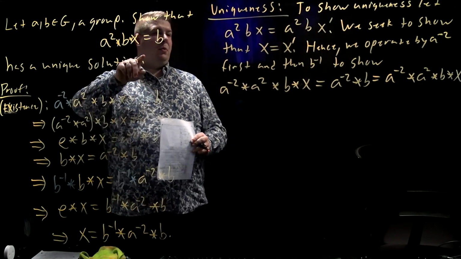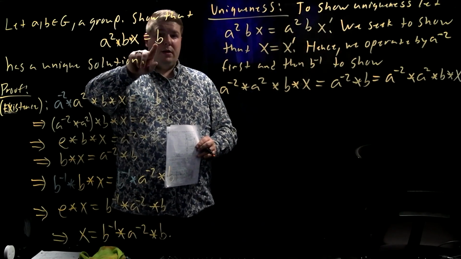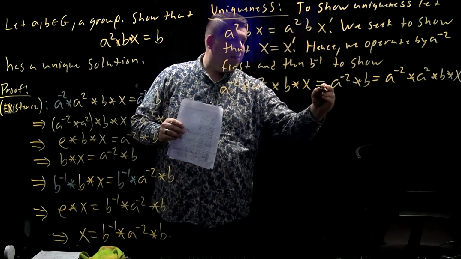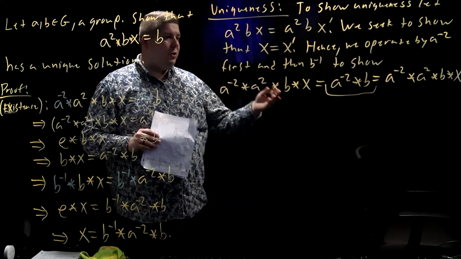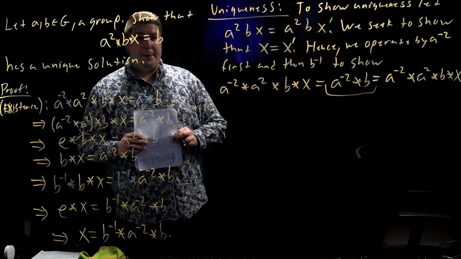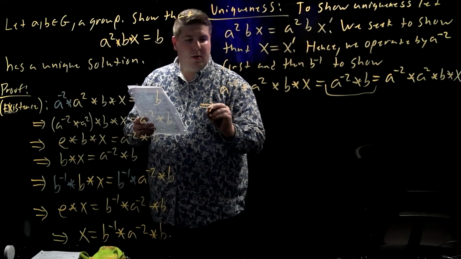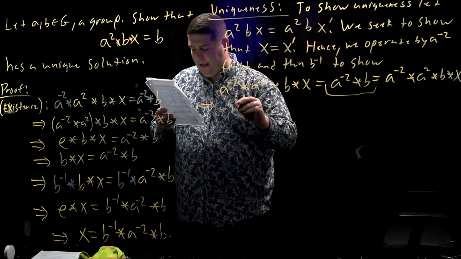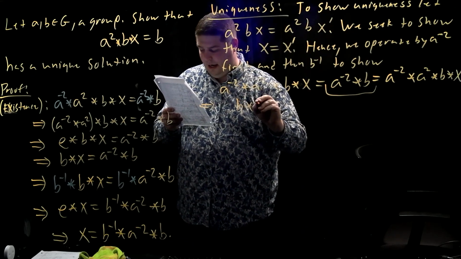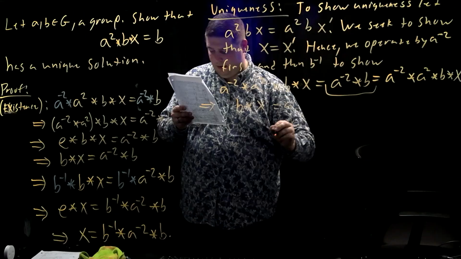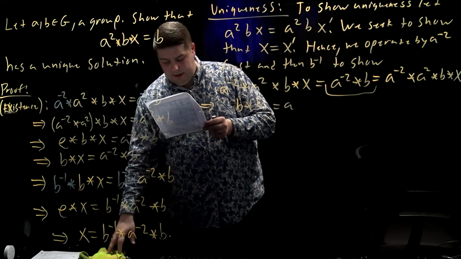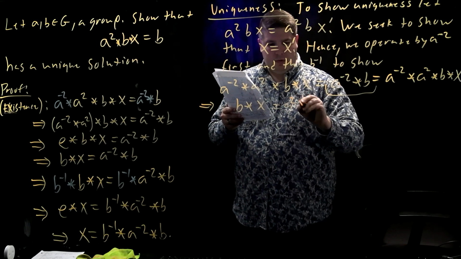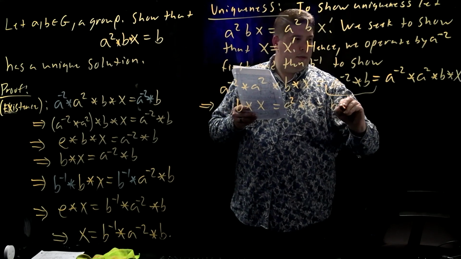Notice how both of those are equal to b, right? Both of these are equal to b, so that's why we have this a to the negative 2 operate with b in the middle here. Okay? Well, then that obviously goes to e, right? So that's just, we can just say b operated with x equals a squared operated with b, which is equal to b operated with x.